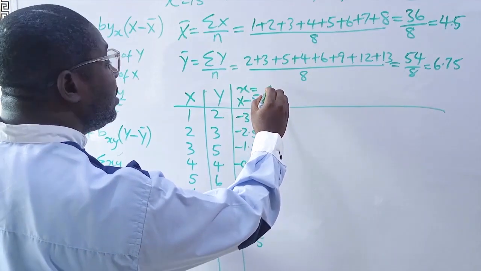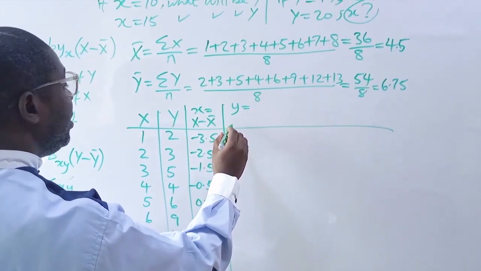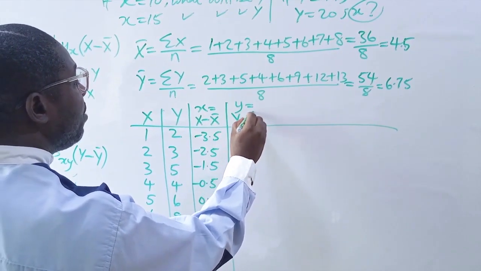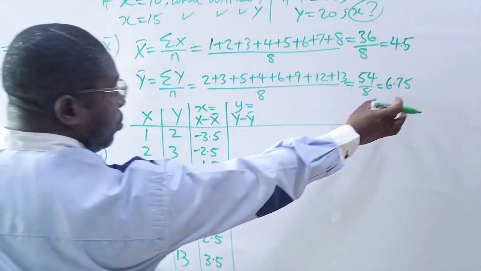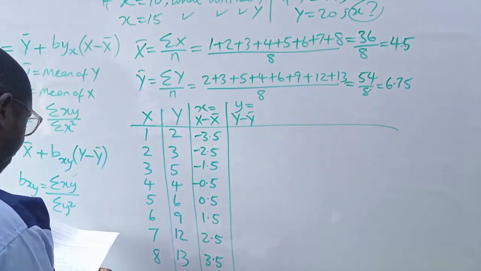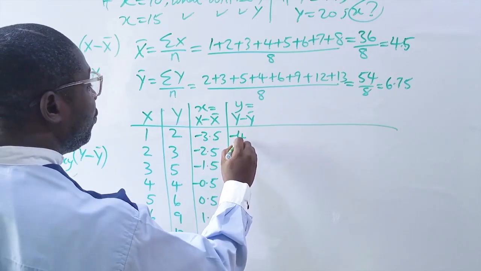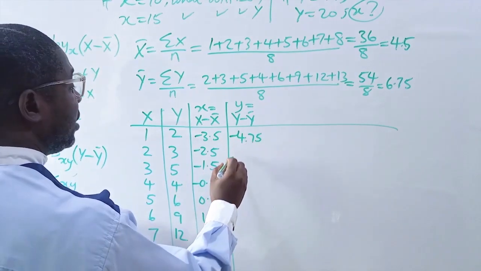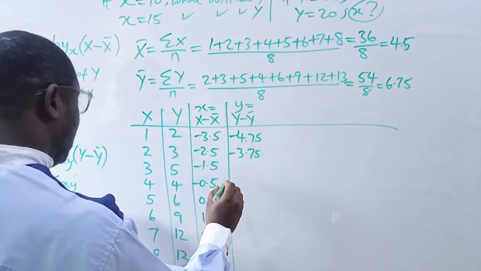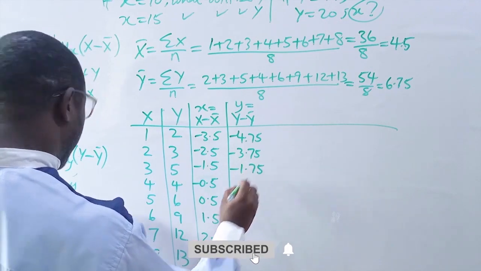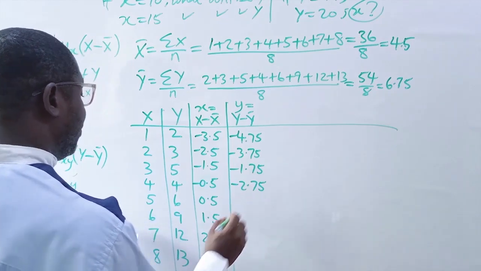Also, let's find small y. Small y will be y minus y bar, as we have. So this is y minus y bar, where y bar is the mean of y. And the first one, 2 minus 6.75, will give us minus 4.75. The next one will give us minus 3.75. The next one will give us minus 1.75. The next one will give us minus 2.75.